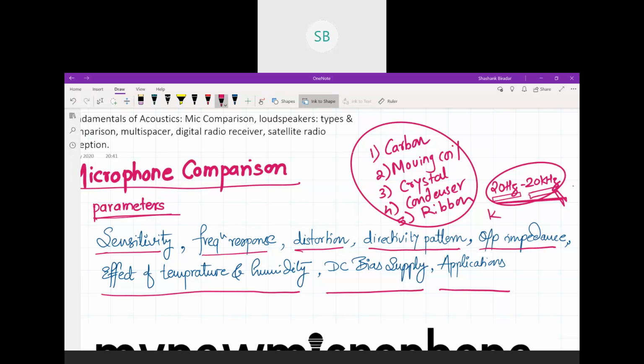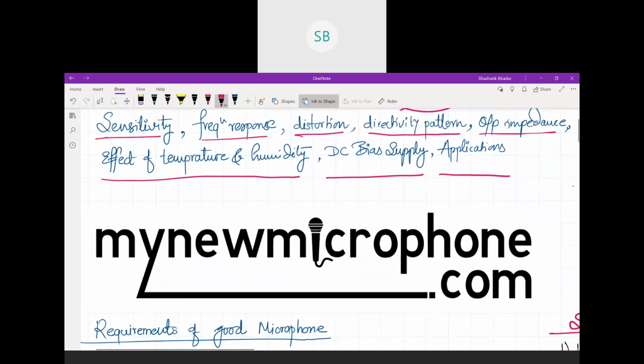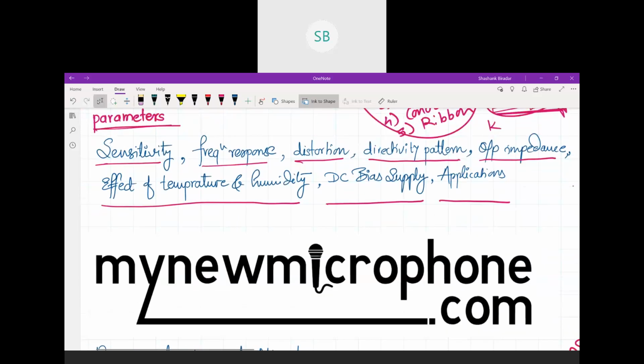Okay, so in this way you have to compare all the microphones with reference to the mentioned parameters. Okay, so for further reading, there is a very nice website which is only meant for microphones and their technicalities and various aspects. Okay, so this is the website, mynewmicrophone.com. Okay, so in that website you can find all the details.